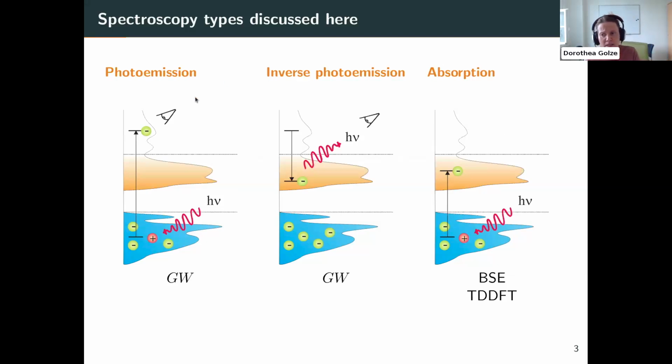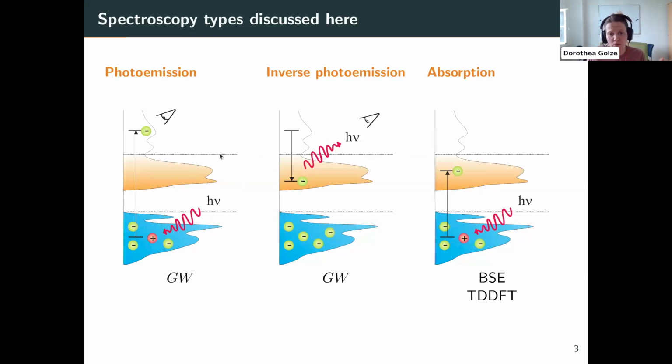So in photoemission spectroscopy, we irradiate our sample with light with a certain frequency nu, and in this process, an electron from a formerly occupied state is removed from the sample, so it's promoted above the vacuum level, which is here indicated by the dashed line.